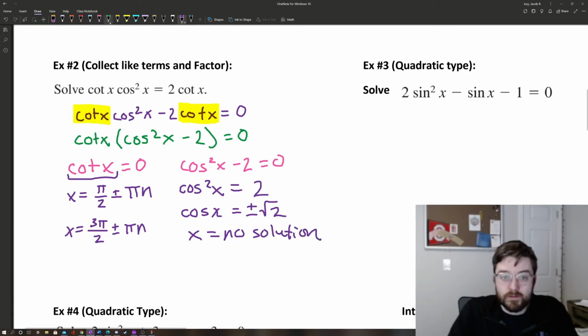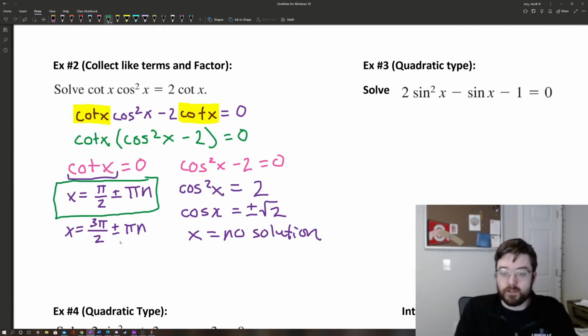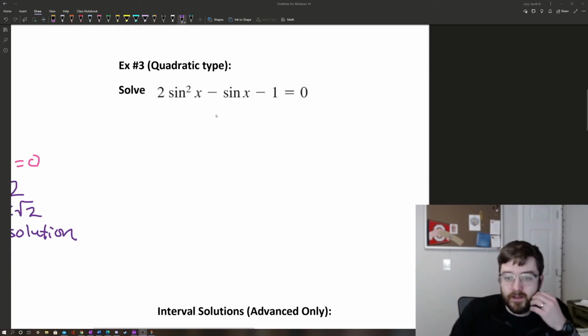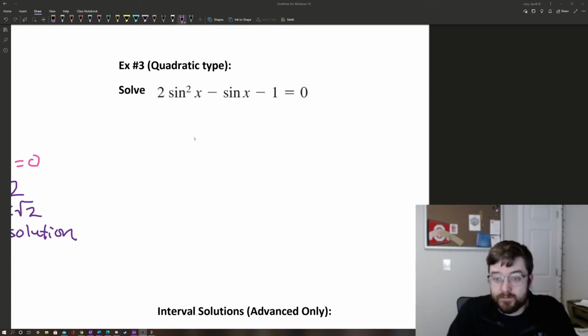So if we're going to write a solution for this entire equation, we would just pick one of those cotangent general solutions that we found. All right, so example 3. Example 3 has a quadratic type setup for this trig equation.